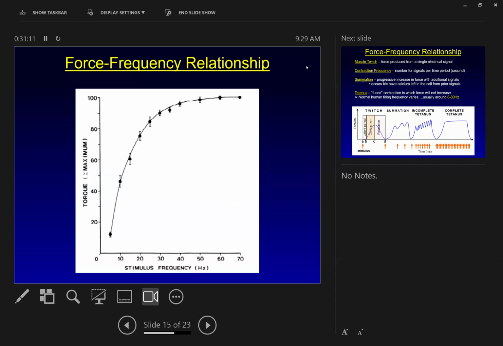Okay, Emily. Between isometric, concentric, and eccentric, will we have to know which one creates the most force or which uses the least? Yes, absolutely. You want to answer? Sure.